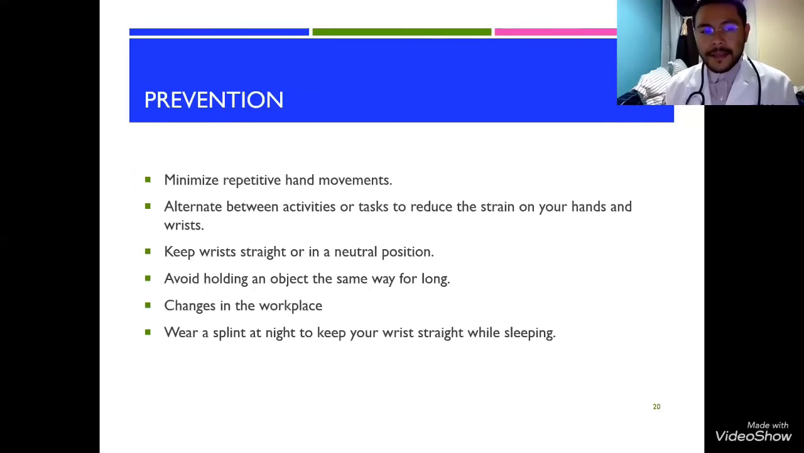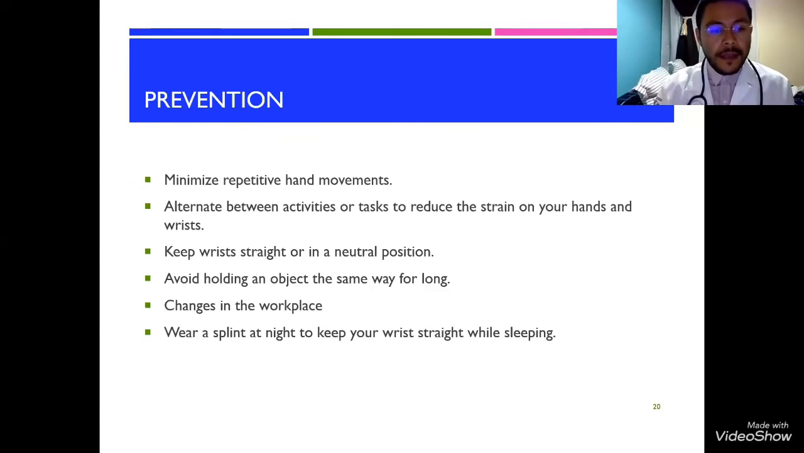For last, the prevention of this disease. Minimize repetitive hand movements, alternate between activities and tasks to reduce the strain on your hands and wrists. Keep wrists straight in a neutral position, avoid holding objects the same way for long. Change the movement you're working on.